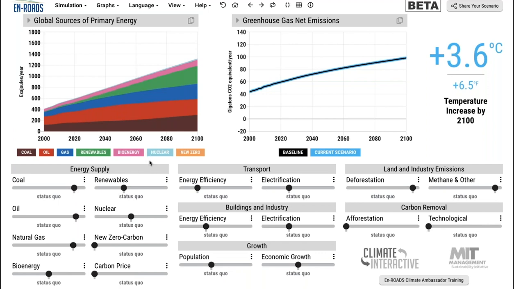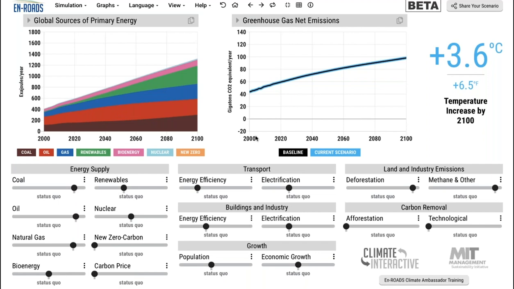But before I jump into moving sliders around, let me just orient you all to what you're looking at. So this is En-ROADS. On the left is a graph of global sources of primary energy from the year 2000 all the way out to 2100. You see here we have coal on the bottom, oil, natural gas here in blue, renewables in green, bioenergy there in pink, then nuclear. On the right, we're showing greenhouse gas net emissions.